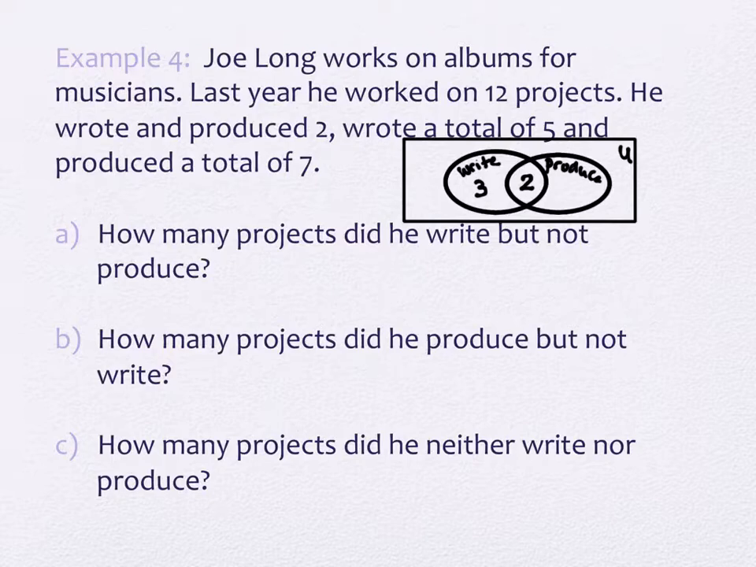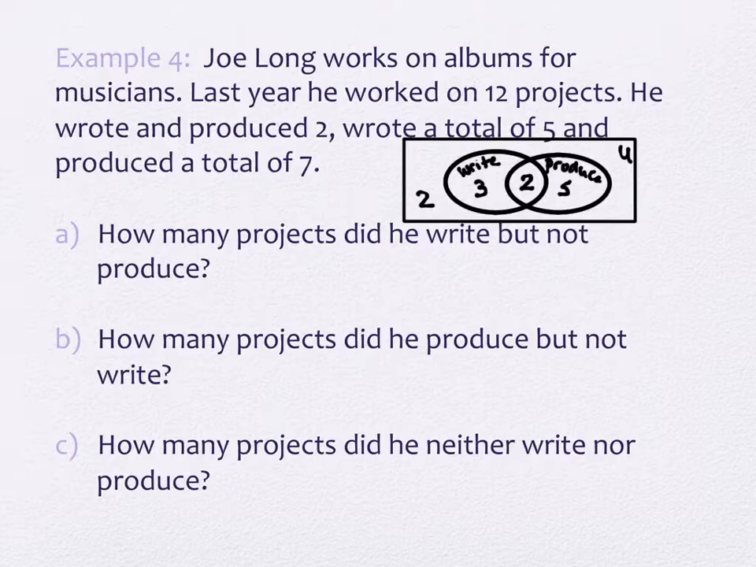So I need to put a 5 on the outside in the produce circle so that the 5 and the 2 add up to the 7. How many of Joe's projects are now accounted for? 10, which means I need to put a 2 on the outside. So on the other 2, he did something else. Wasn't writing, wasn't producing, maybe he sang, I don't know. But he did something else on the other 2 projects, right?